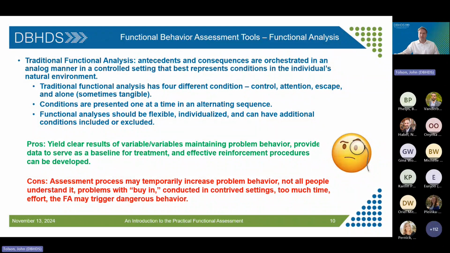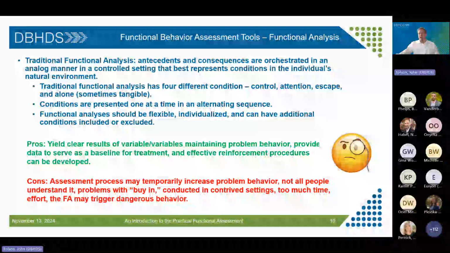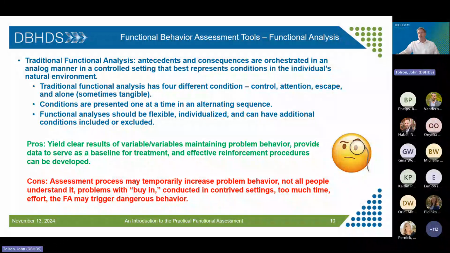However, functional analyses should be flexible where conditions may be added or omitted from an assessment based off of presumed hypotheses of function.